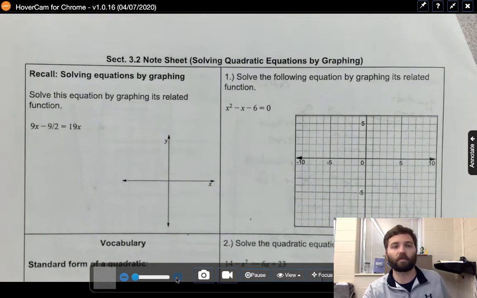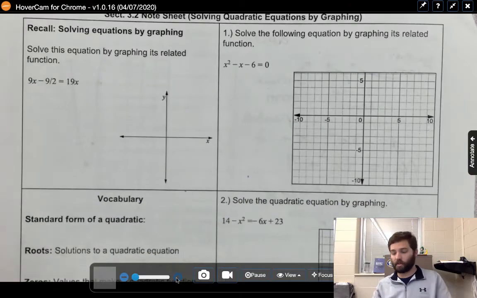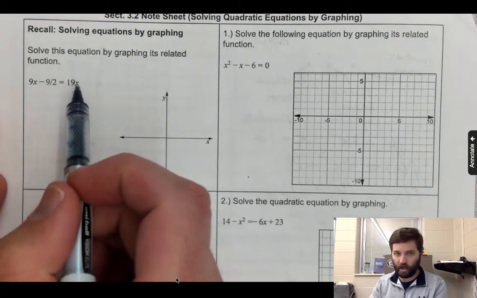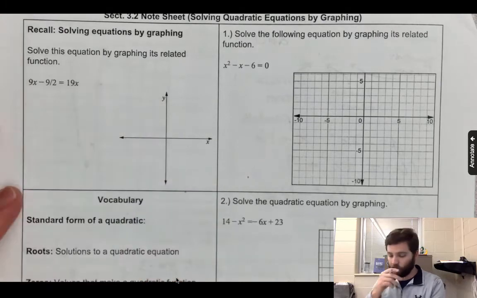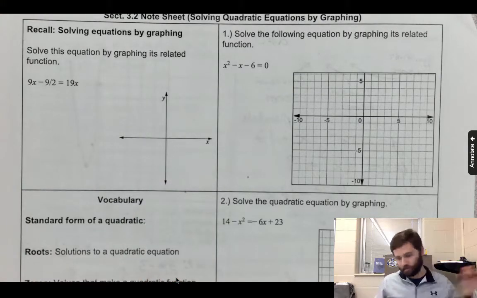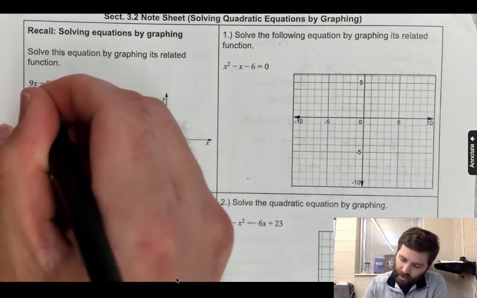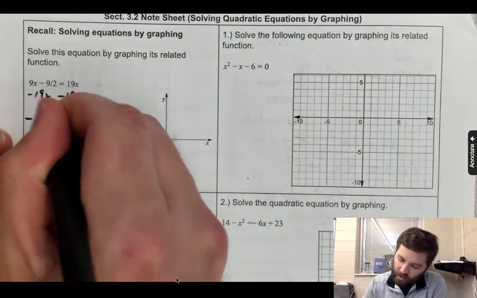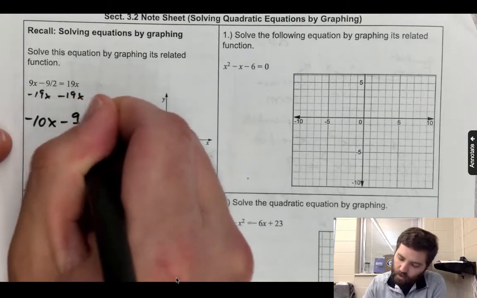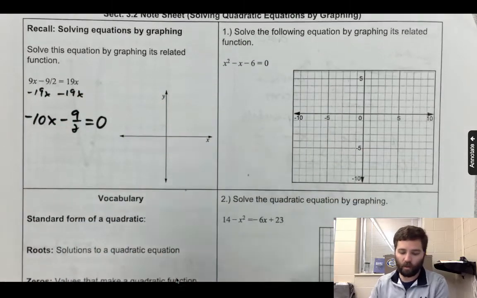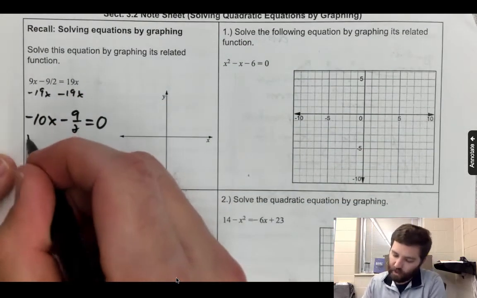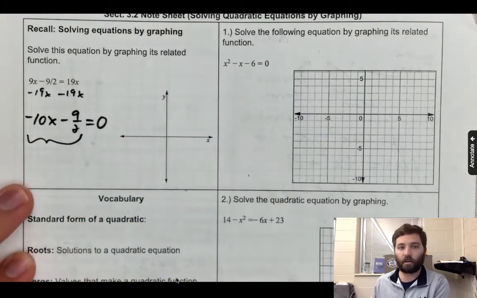And so what we would do there is, in this situation where we've got a linear function where the highest power of x is 1, move everything to one side, so we'd minus 19x, and you get negative 10x minus 9 over 2 is equal to 0. Then we would take this part right here, graph it, and find the x-intercept.